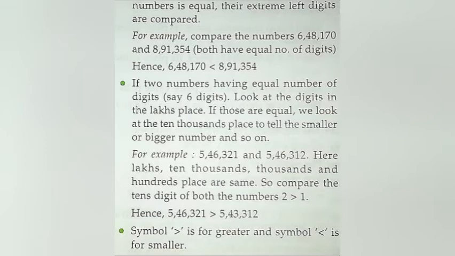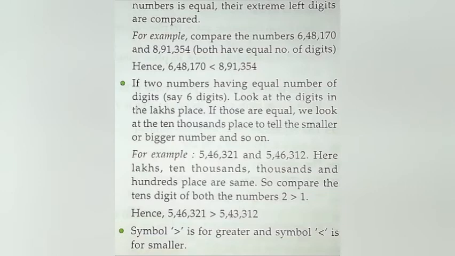Of course 8 is bigger than 6, so here the greater value is 8,91,354. If two numbers have an equal number of digits, say 6 digits, look at the digit in the lakhs place. Now as I said, 8 was bigger. If those are equal, we look at the 10,000s place to tell the smaller or bigger number. Now here is another example.